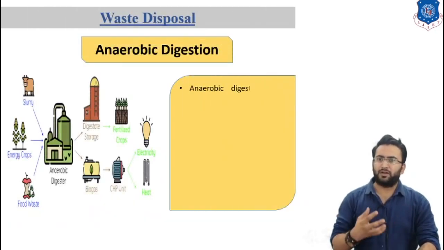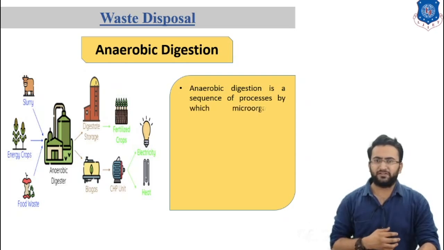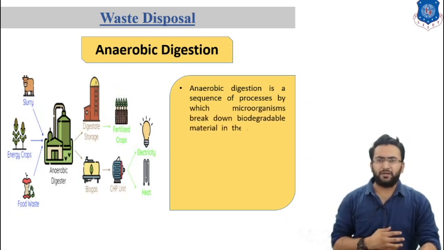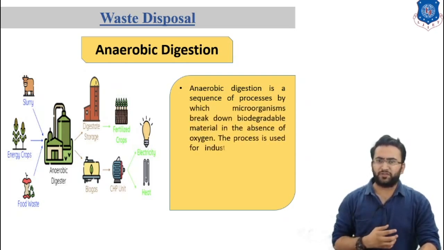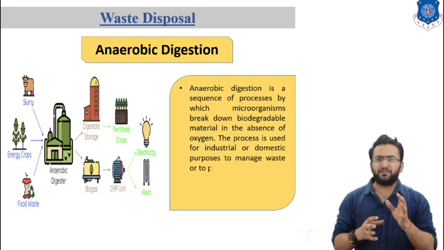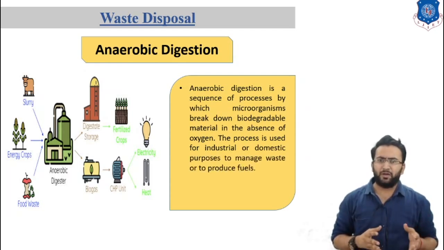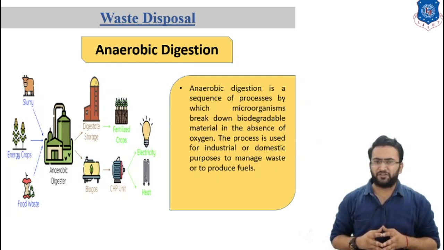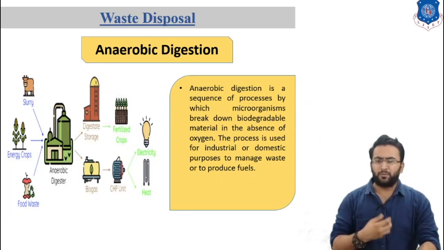Now let's talk about the third method, which is anaerobic digestion. Anaerobic digestion is a sequence of processes by which microorganisms break down biodegradable material in the absence of oxygen. The process is used for industrial or domestic purposes to manage waste or produce fuel.